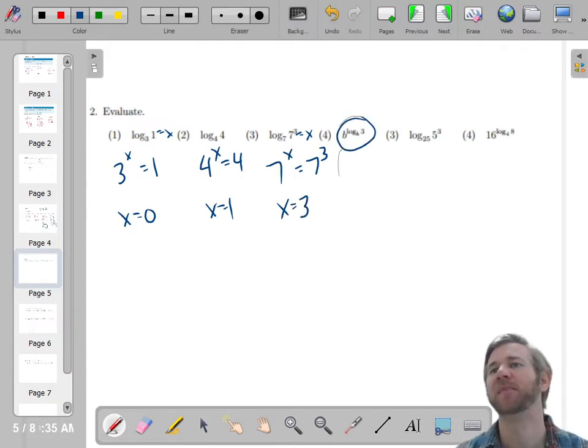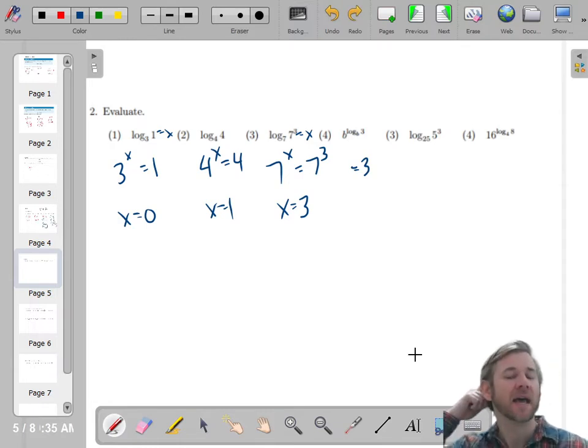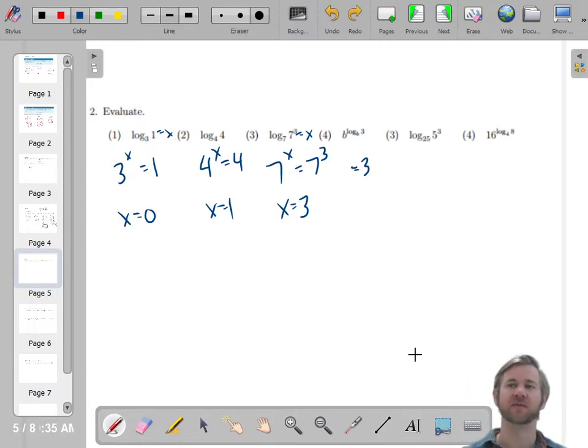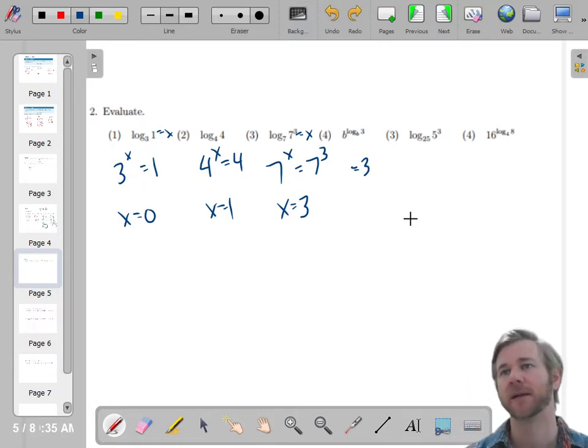Now, when you see a base b logarithm and a base b exponent, those cancel each other out. You just get the argument. This is 3. Those cancel each other out. You just get 3. You're taking an exponent to a logarithm. Those are inverses, so you just get the argument, which is 3.